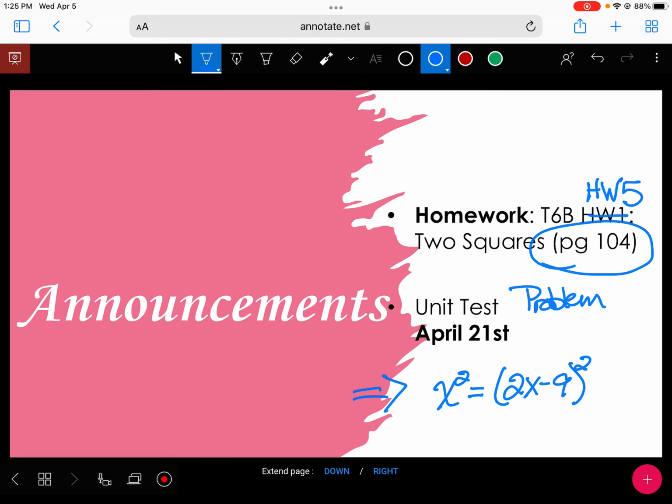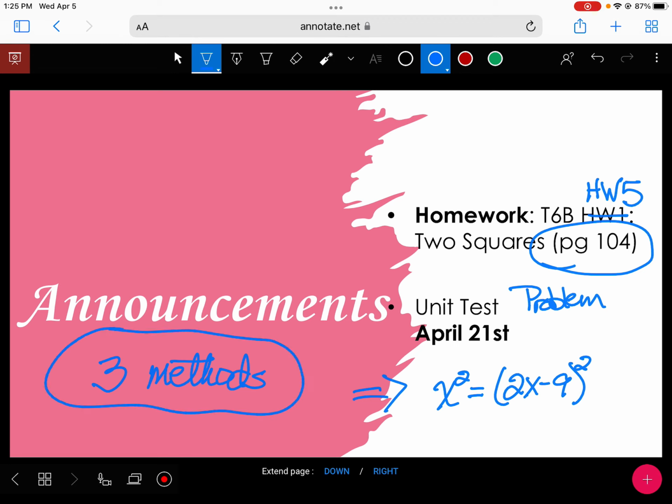Okay? So use page 104 in your book to do the work and then take a picture and upload it to the computer on Canvas. Okay? And I will tell you, there should be 3 different methods, 3 different ways you could solve it. So keep that in mind, okay? Maybe you can only come up with 1. Maybe you can come up with 2. But the most there are is 3. Okay? All right. So that's all I have for today.